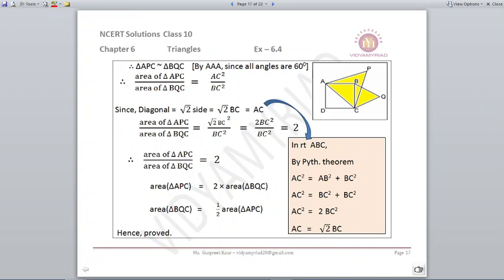Okay, so let us substitute this in that. Area of triangle APC upon area of triangle BQC will be equal to root 2 BC the whole square upon BC square, which means root 2 into root 2 will be 2, and BC square upon BC square cancels. It becomes 2, which means area of triangle APC will be equal to twice the area of triangle BQC, or we can say area of triangle BQC is equal to half the area of triangle APC.